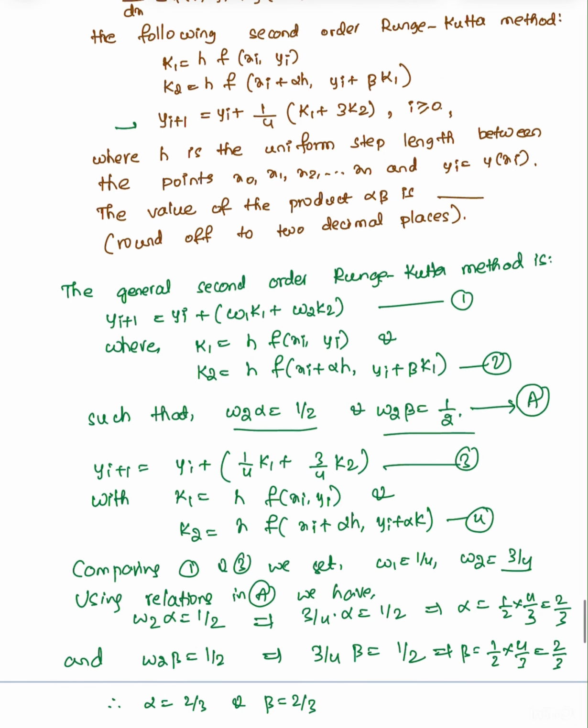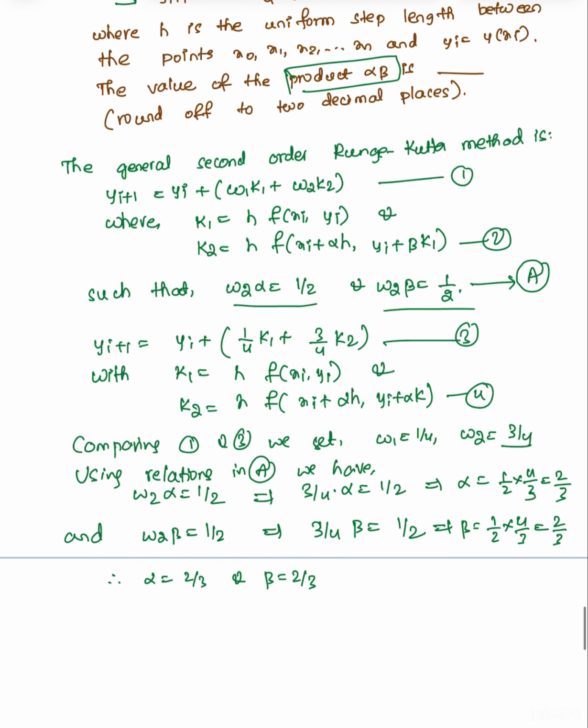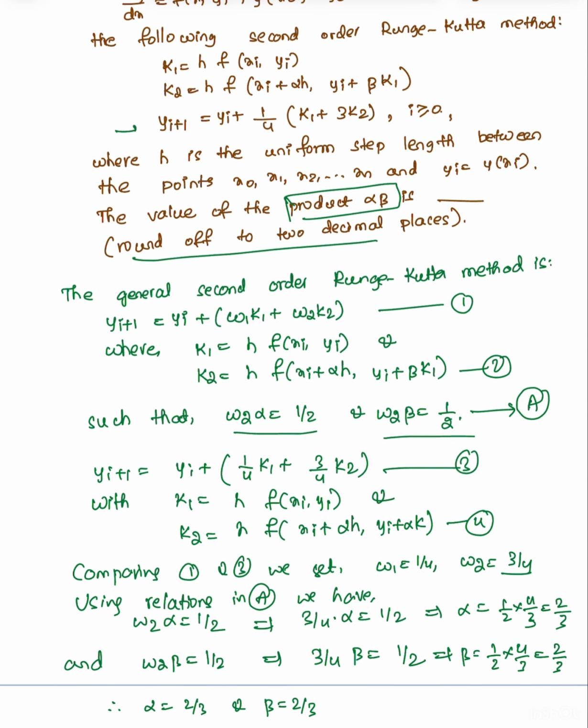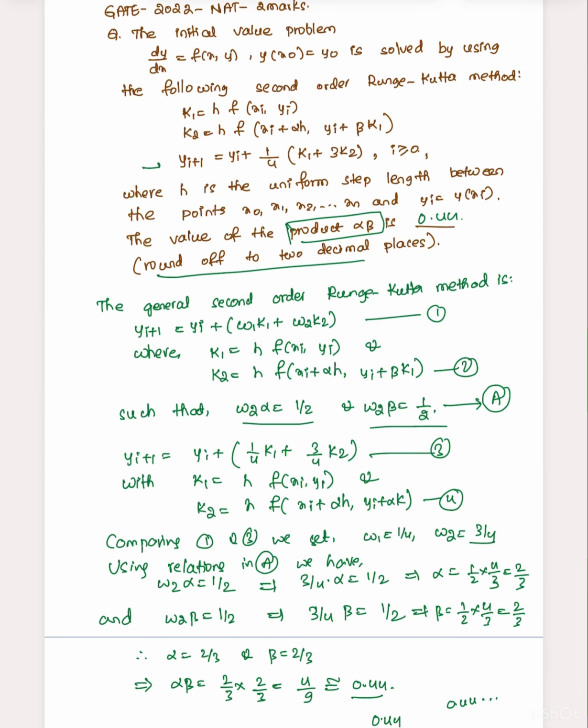Now we have to find the product alpha into beta. Therefore alpha into beta is equal to 2 by 3 into 2 by 3, this is equal to 4 by 9, so this is approximately equal to 0.44. Actually it is 0.4444. We have to round off to 2 decimal places, therefore the value of the product alpha into beta is 0.44. So, this is how we can solve the initial value problem using the general Runge-Kutta second order method.